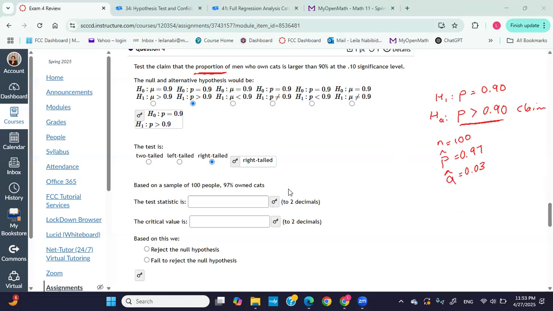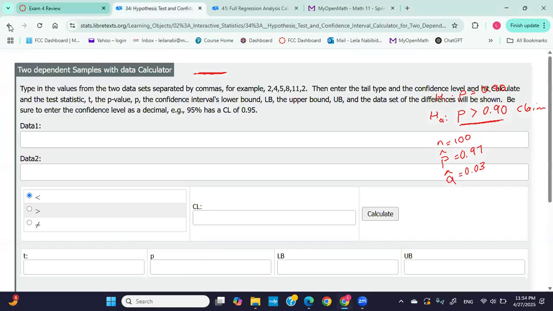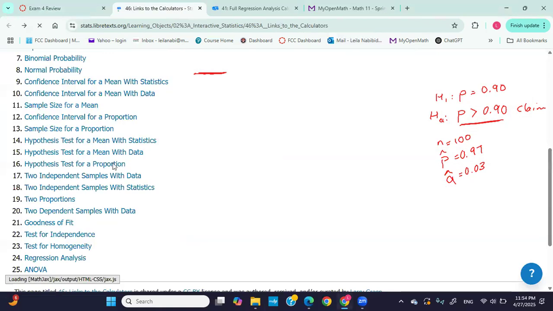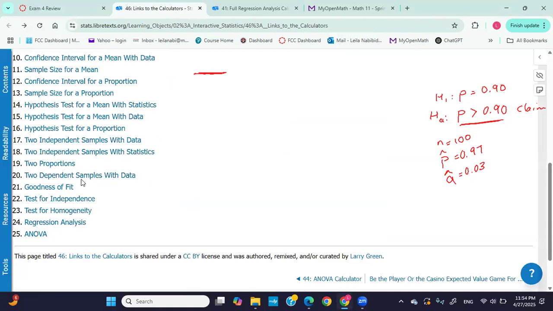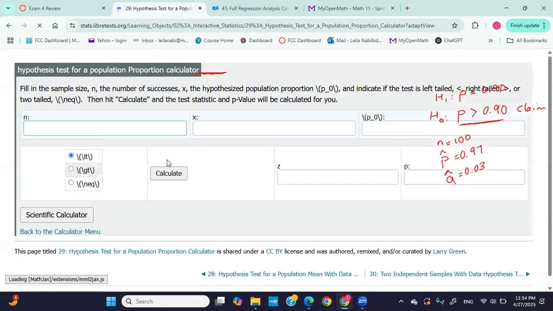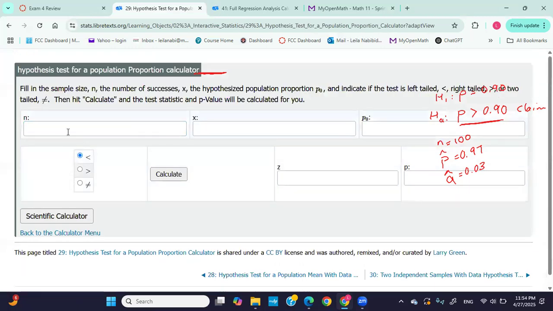In this example, the problem is talking about the proportion, and we only have one sample. So when you open the link of the online calculator, you need to use the hypothesis test for one proportion, which is number 16. When you open the calculator, it's asking what the sample size is, which is 100. What's the x? X comes from the p hat.